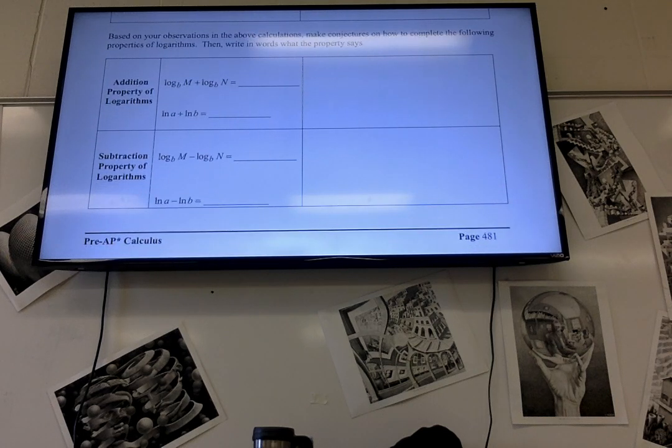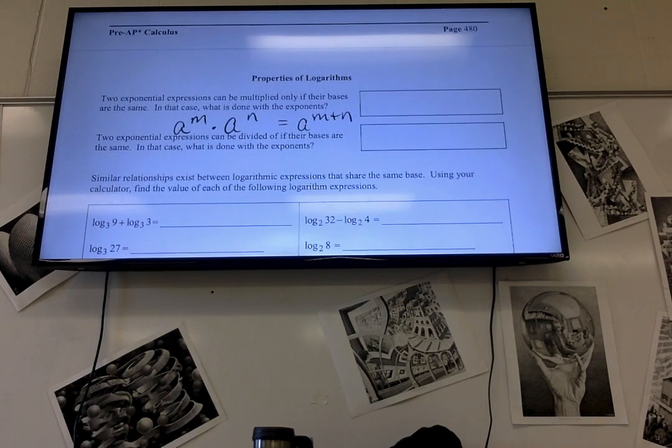Okay, so we're going to jump to the bottom here on page 481. These are the properties. Yes, ma'am. What'd you have after an times an? Here you go. Oh, okay, sorry. No, you're fine. You could have done that. You're fine.